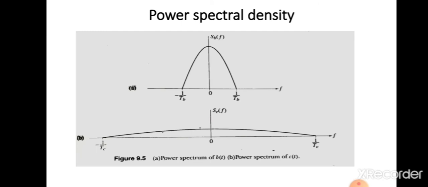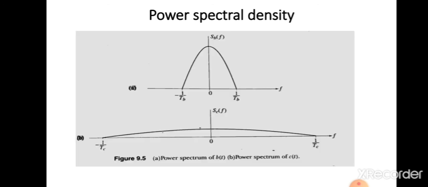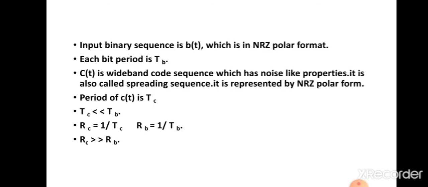Okay, this is B of t. Corresponding to B of t, the power spectral density is SB of f, and corresponding to C of t, the power spectral density is SC of f. You know that TB is very much greater than TC, so the corresponding frequency will be lesser. So 1 by TB will be lesser compared to 1 by TC.